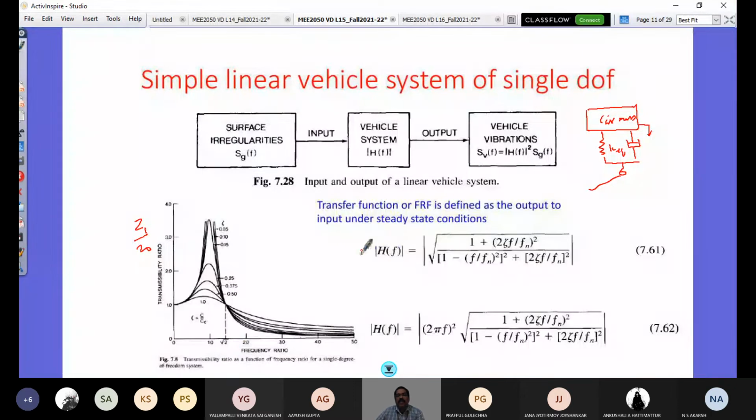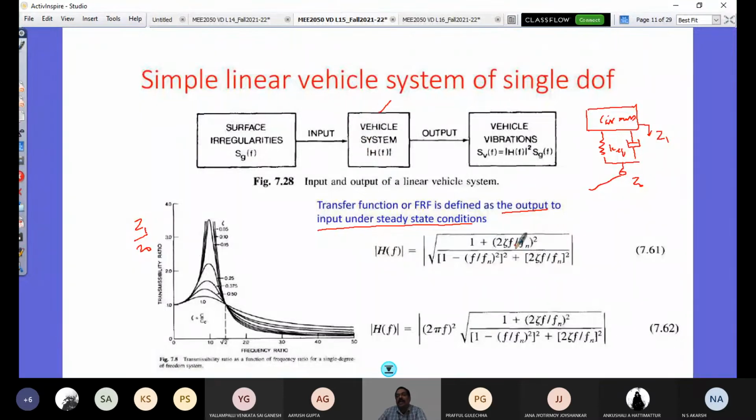So what is this called? A transfer function or a frequency response function, defined as the output to input under steady state condition, is what this plot is for a single degree of freedom model, and H of f is what this is as a function. When I have my displacement amplitude for a given displacement road profile Z0 and Z1, I get through this function my transfer function, which describes the vehicle system.